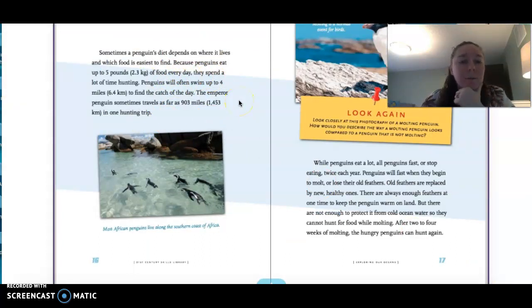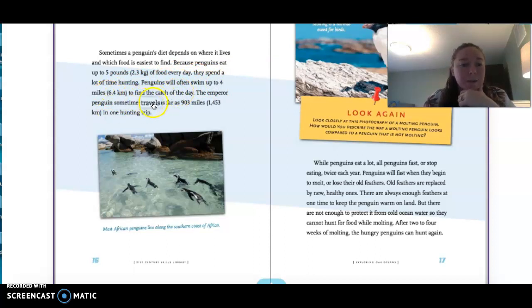So sometimes a penguin's diet depends on where it lives and which food is easiest to find. Because penguins eat up to 5 pounds of food every day, they spend a lot of time hunting. Penguins will often swim up to 4 miles to find the catch of the day.